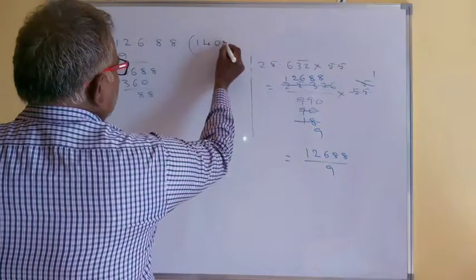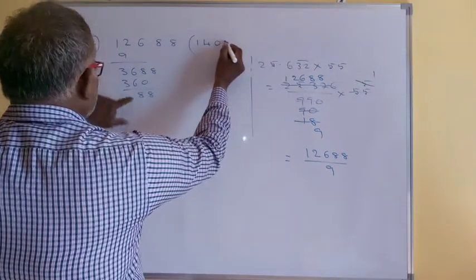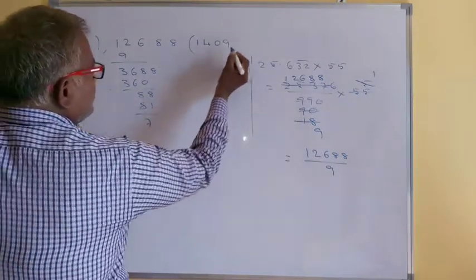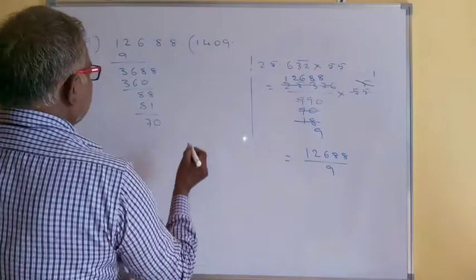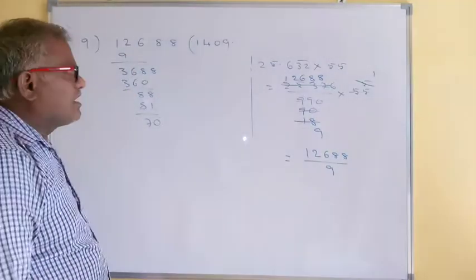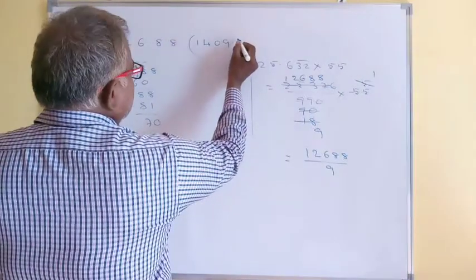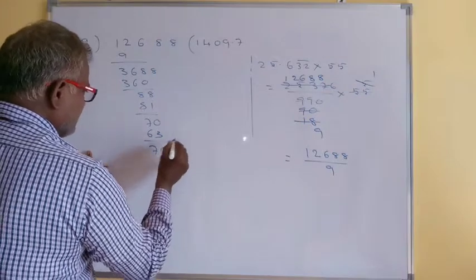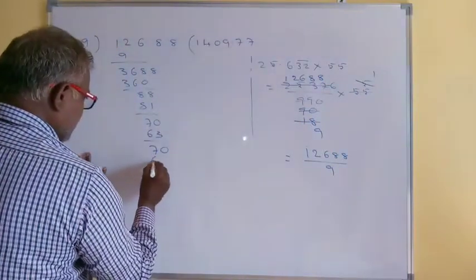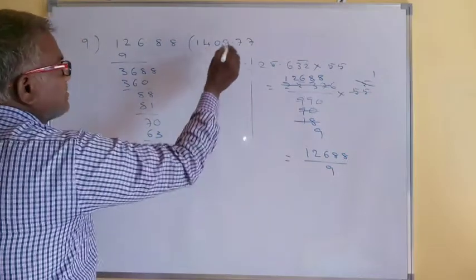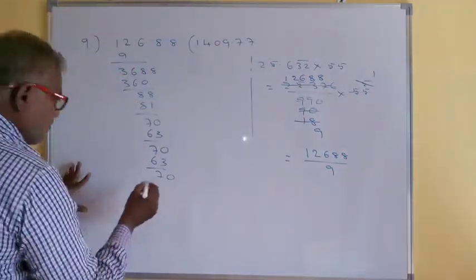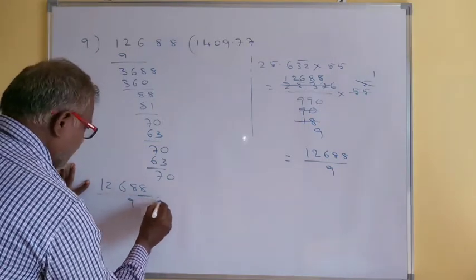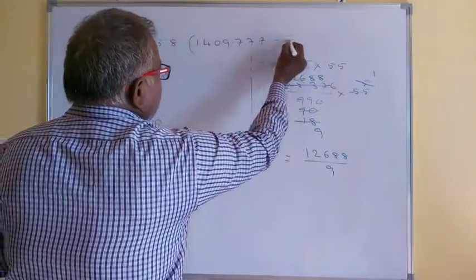That means 9 7s, 9 9s 81. Here 7 is there. Put decimal 0. 9 7s 63. Again 7 is there. Again 9 7s 63. Again 7. That means this value is non-terminating recurring one. You see, that should continue 7 like that.